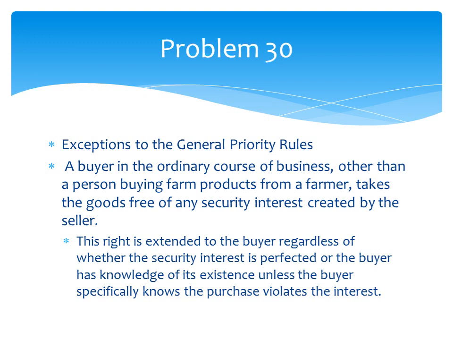And answer D is incorrect because a lien creditor has an interest superior to an unperfected security interest or to a security interest perfected after attachment of the lien. So therefore, answer A is correct because a buyer in the ordinary course of business, other than a person buying farm products from a farmer, takes the goods free of any security interest created by the seller.